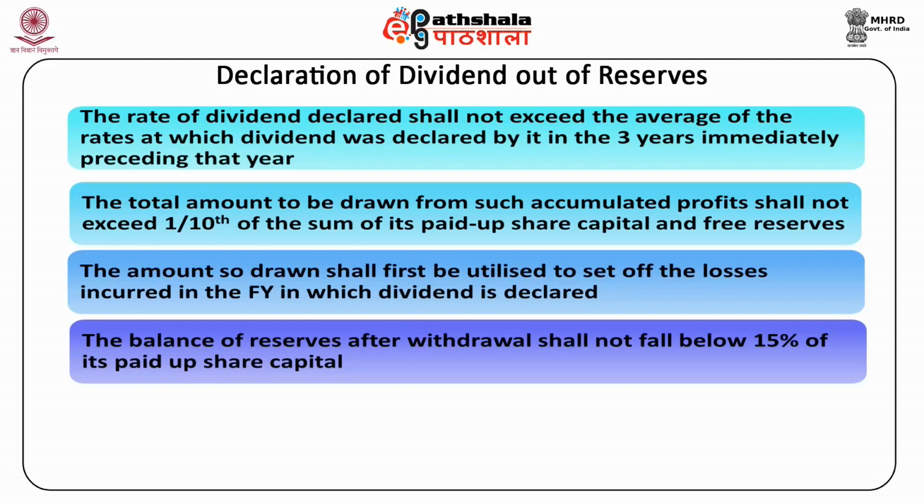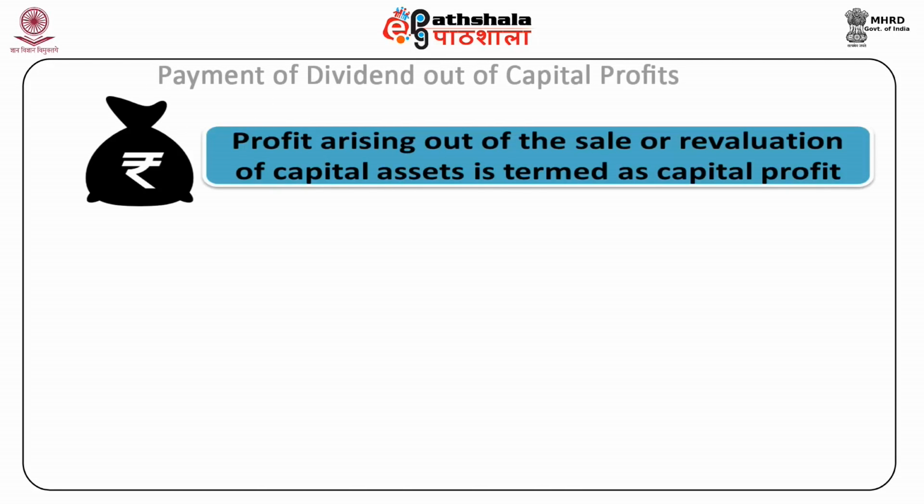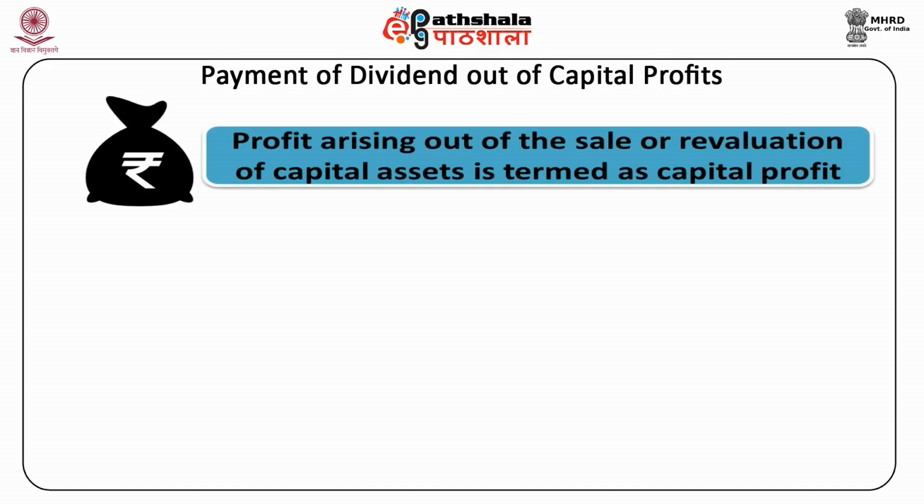Fifth, no company shall declare dividend unless carried over previous losses and depreciation not provided in previous year or years are set off against profit of the company of the current year. Payment of dividend out of capital profits. Profit arising out of the sale or re-evaluation of capital assets is termed as capital profit.